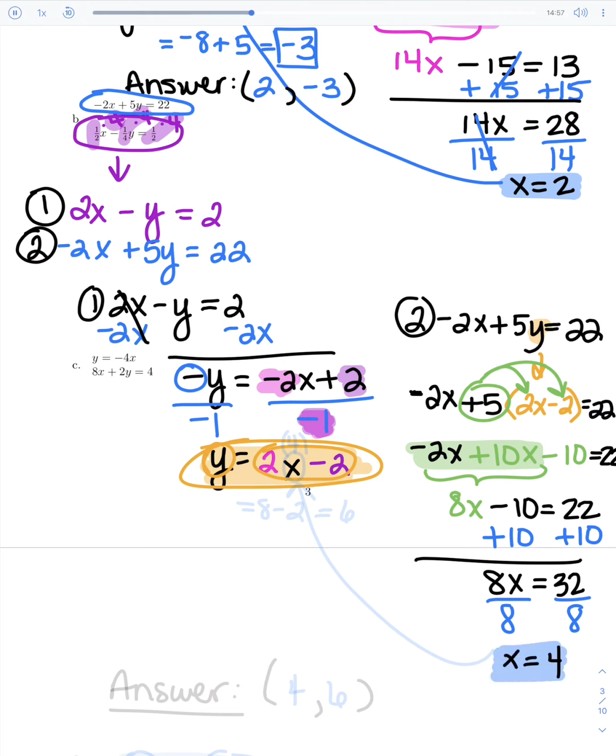I still have to take this and plug it back into my first step wherever there's an x, so I can plug that in, that 4. Notice when I plug that in, I get 2 times 4 is 8, minus 2, which will get me 6. So my final answer for my point of intersection is, well, remember x's come first in points, and I got 4, and my y was 6. And I'm done.